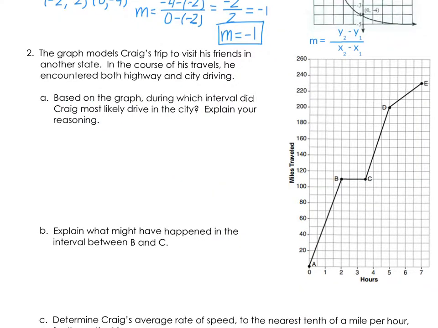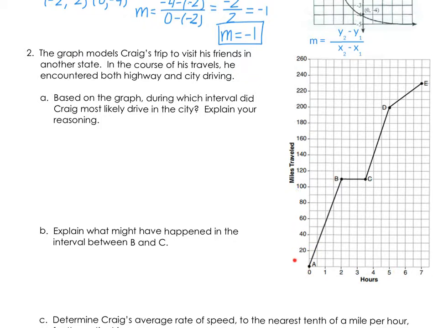Okay, in this next question, it says that the graph models Craig's trip to visit his friend in another state. In the course of his travels, he encountered both highway and city driving. Based on the graph, we need to figure out which interval Craig most likely drove in the city and explain your reasoning. So I have to look over at my graph, and we have to know something about city driving. If we're driving in the city, as time goes by, we're not going to be traveling very fast.